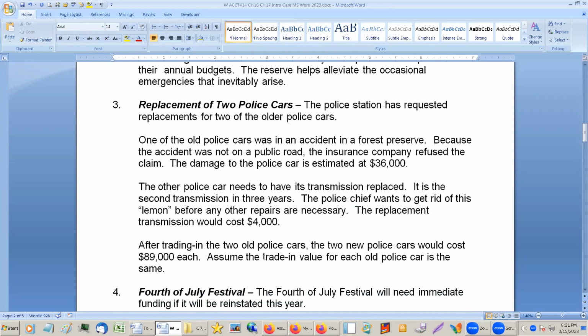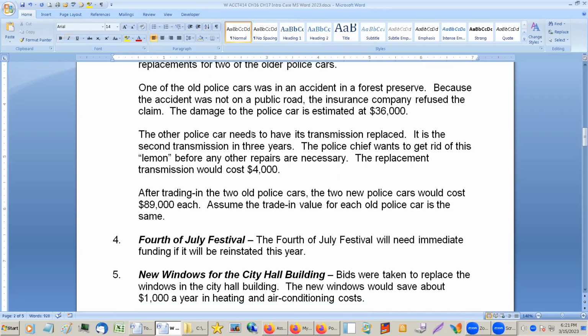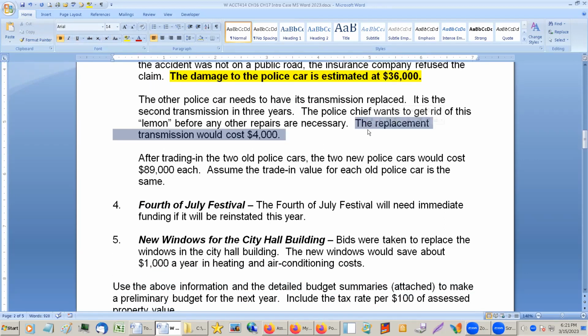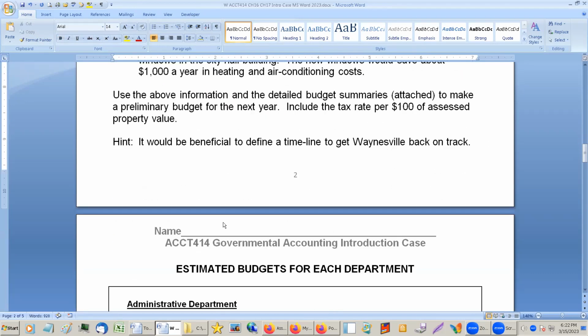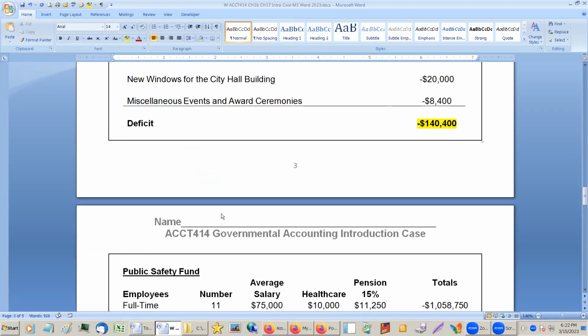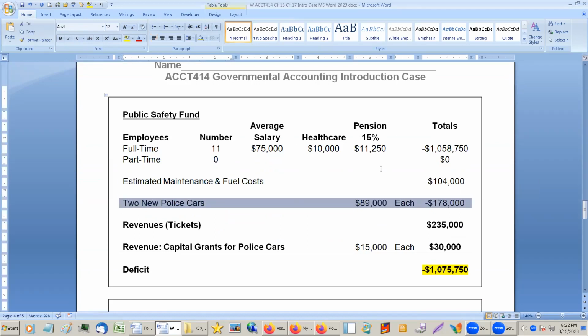Okay, replacement of the police cars. So we have the two police cars. One is going to cost $36,000, and the other one would cost... okay, so let's look at this budget down here. So the police cars. Okay, here are the two new police cars. Yeah, let's make those green.